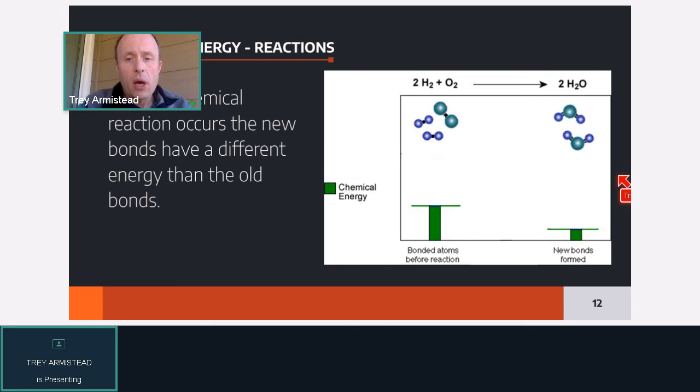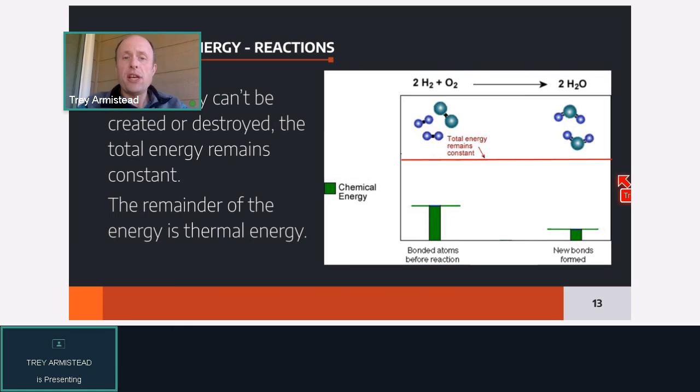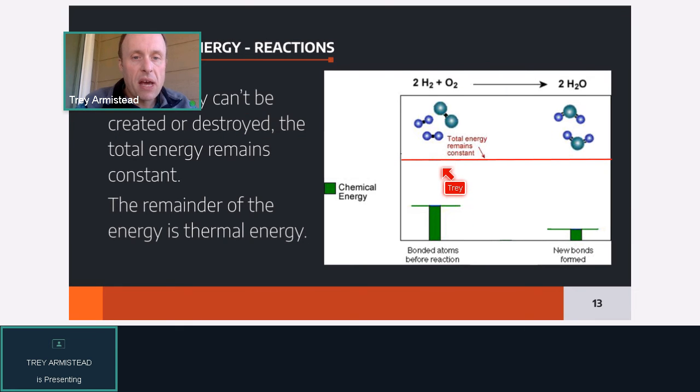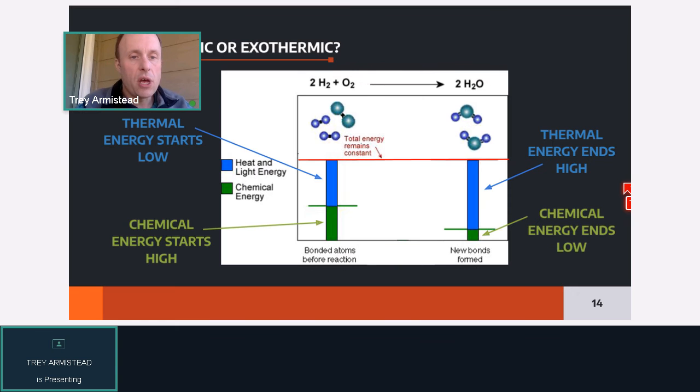So we also know that energy can't be created or destroyed. The total amount of energy has to stay the same. And so that's what we're showing with this red line. We're showing the total energy stays the same. But that original chemical energy has to be some type. Well, what is it? Well, it's thermal energy. And so what's going to basically happen here is that this amount of energy is going to be the thermal energy it starts with, and this amount of energy is going to be the thermal energy it ends with. To show you another picture of that, we'd look a little bit like this. The chemical energy here is going to start relatively high.